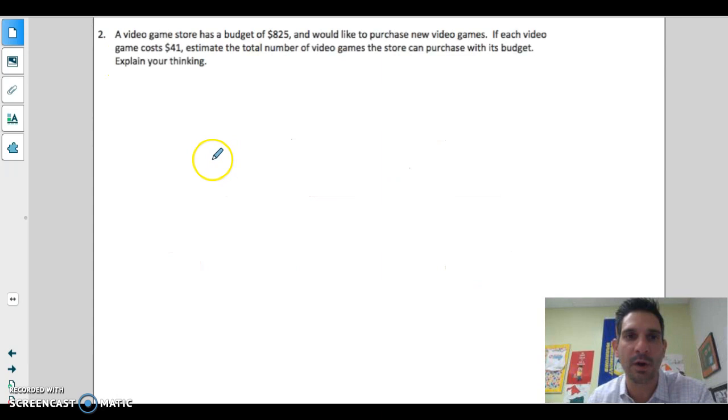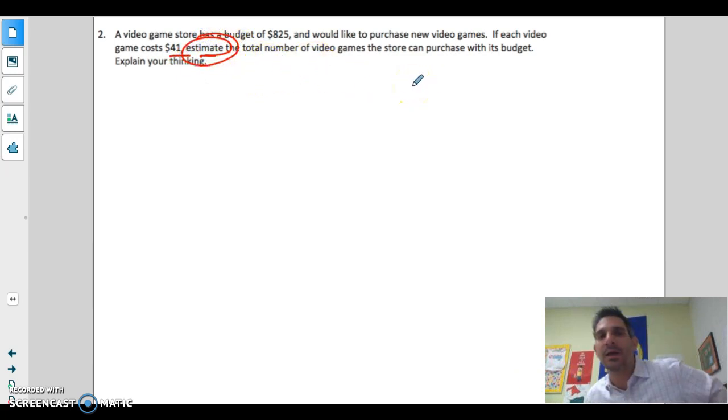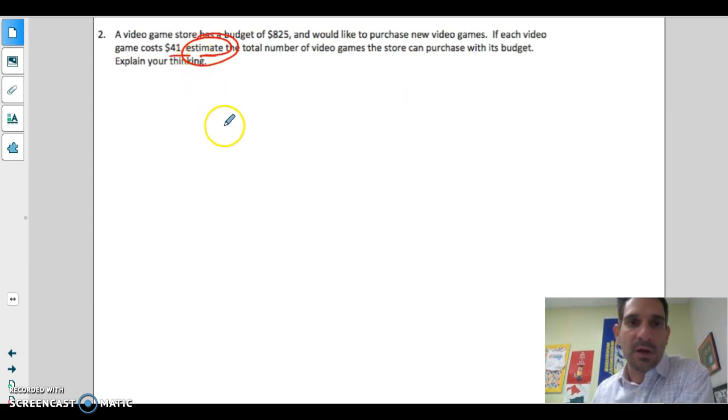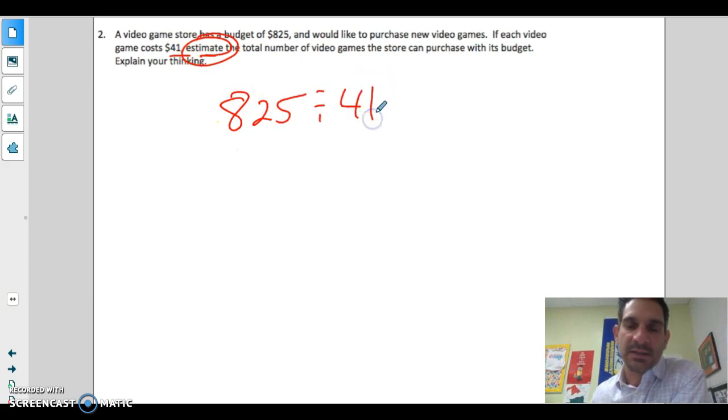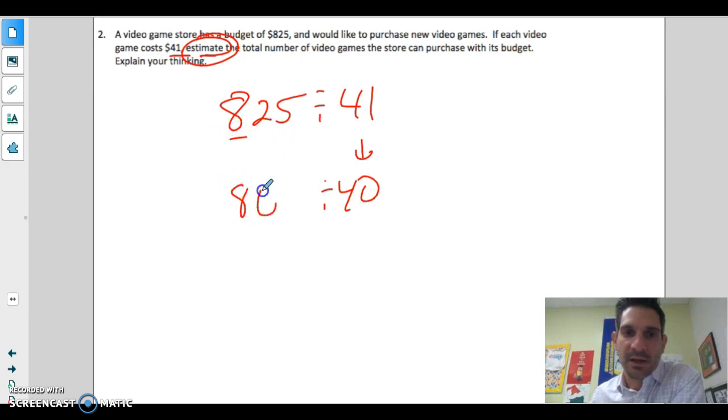Okay, let's look at this word problem. A video game store has a budget of $825 and would like to purchase a new video game. If each video game costs $41, estimate the total number of video games the store can purchase with this budget. So estimate. I'm not finding the exact, I'm just finding an estimate. So I'm going to do 825 divided by 41. I'm estimating, so I'm going to round this to 40. And I'm thinking 48, so I'm going to round this to 800.